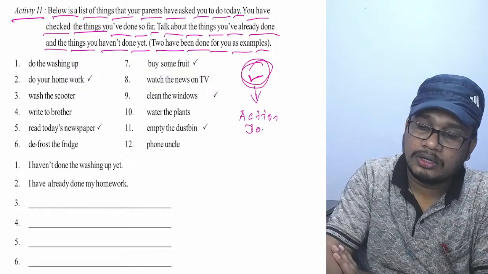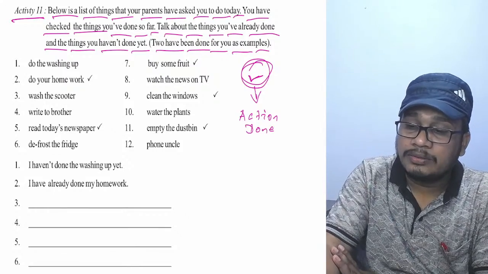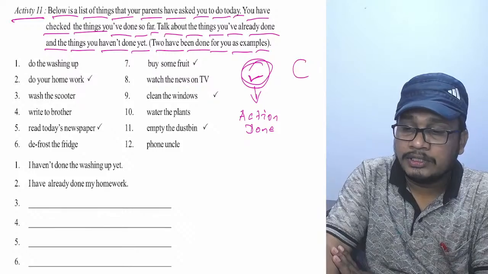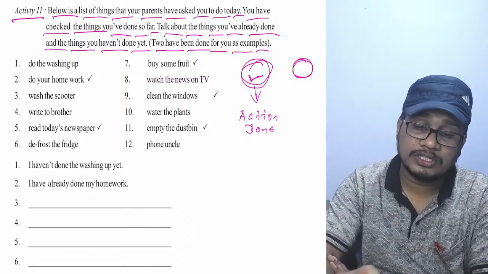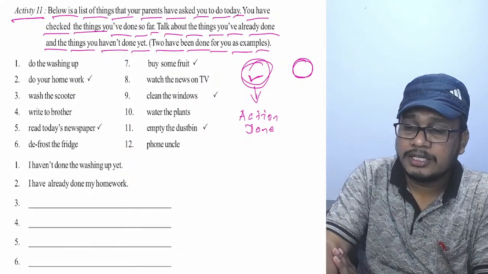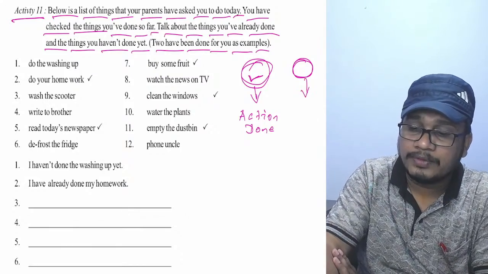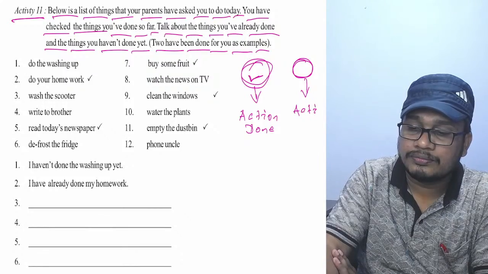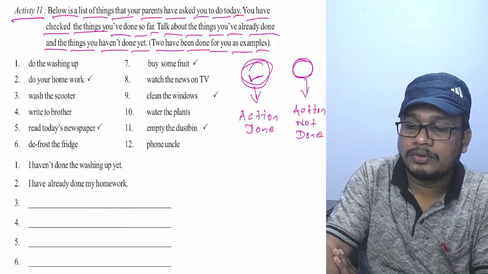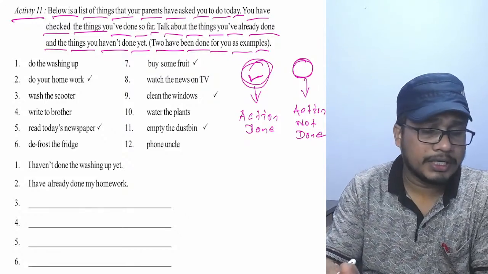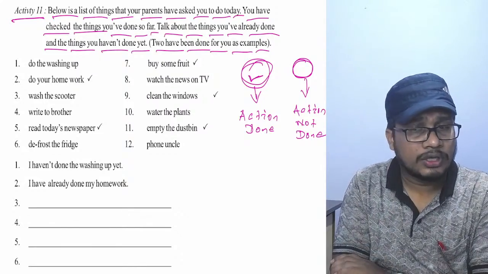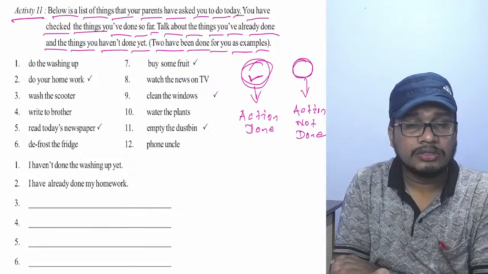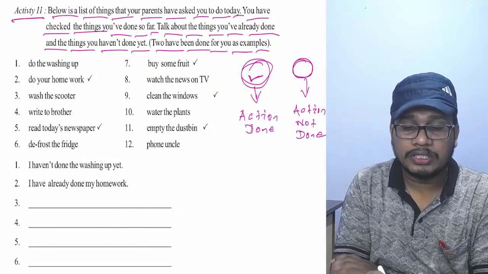Action done. Where the right mark is not given and the space is left blank, it means the action is not done. Action not done means the action has not been completed yet. So, do the washing up means you haven't done the washing up yet. That means you have to write: I haven't done the washing up yet.